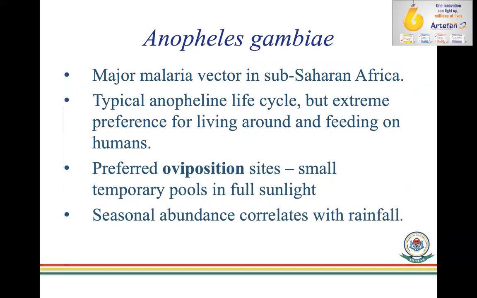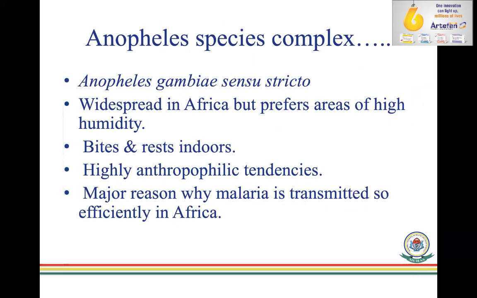Is this a major malaria vector in sub-Saharan Africa? It prefers areas of high humidity. It bites and rests indoors. It has highly anthropophilic tendencies, in terms of it loves to feed more on human beings than animals.